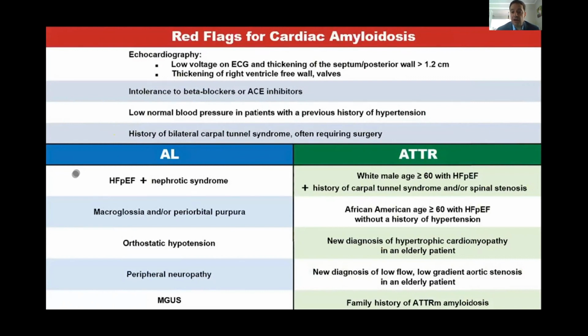Any African American over the age of 60 with HFpEF, without a history of hypertension, or even with a history of well-treated hypertension with thickened walls, we have to think about it. A new diagnosis of hypertrophic cardiomyopathy in an elderly patient, a low flow, low gradient aortic stenosis in the elderly, and a family history of ATTR.